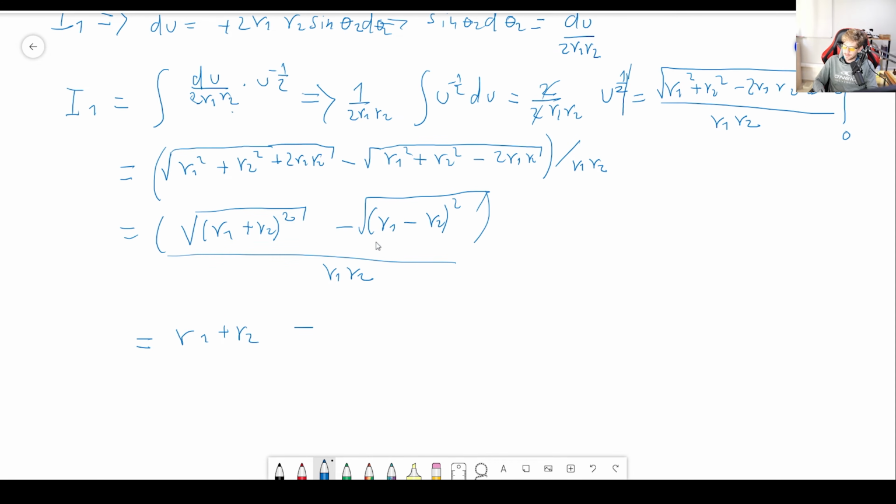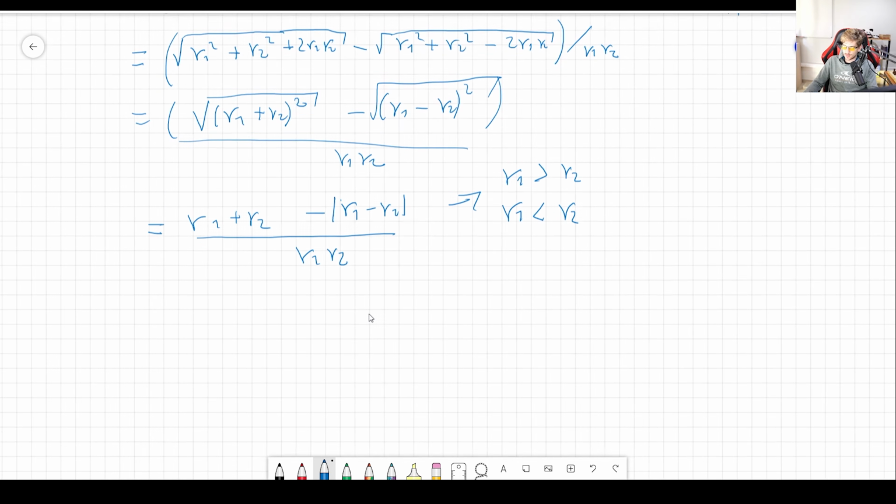But here, it could either be positive or negative because if r1 is greater than r2, then it's positive. But if r2 is greater, then we have something negative. So we need to take the absolute value of it. So r1 minus r2 in absolute value. So there are 2 possibilities. Either r1 is greater than r2 or r1 is smaller than r2. So let's go for each one of those cases.